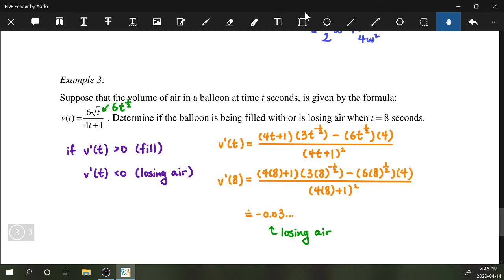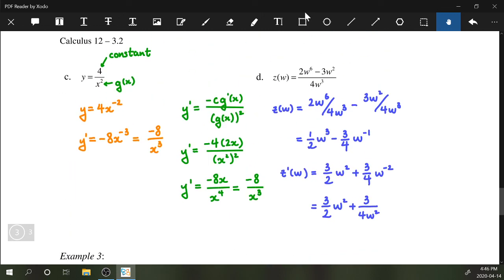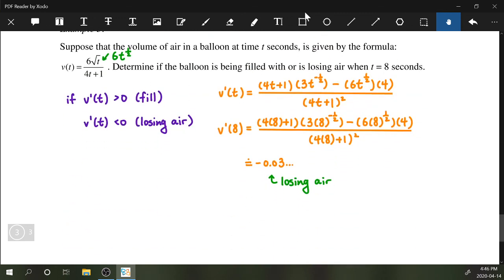Okay, so that is the quotient rule. We managed to talk about the quotient rule itself. We applied it. We looked at some questions that look like they might require the quotient rule, but it turns out they don't. So that's example C and D. There are other ways to find derivatives without using the quotient rule, even though there are quotients involved. And then we did a quick application question at the end.